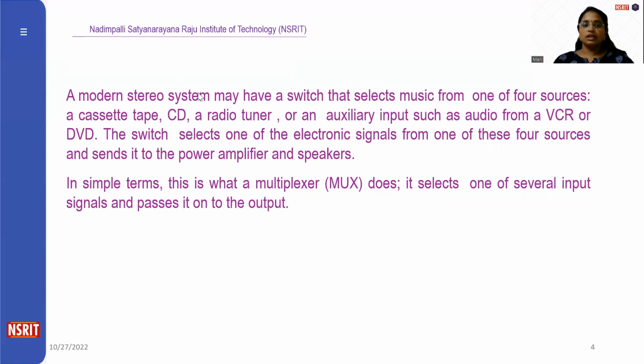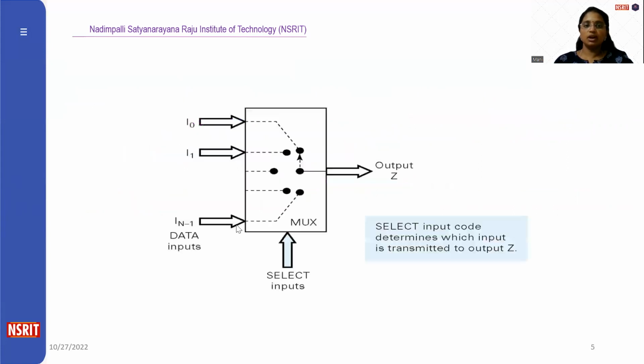So like this, it selects among the multiple data available at the input side, which should be routed to an output. In simple terms, this is a multiplexer. It selects one of the several input signals and passes it to an output line. So let us see a block diagram of a mux. The mux has n inputs and one output. It also has select inputs.